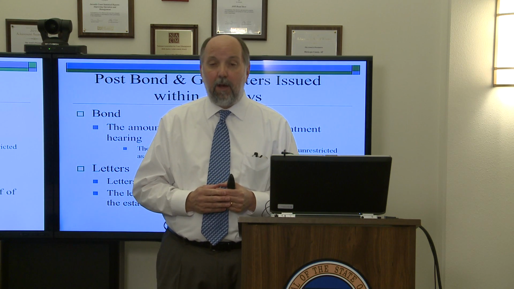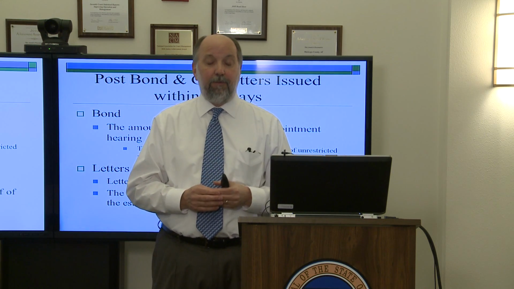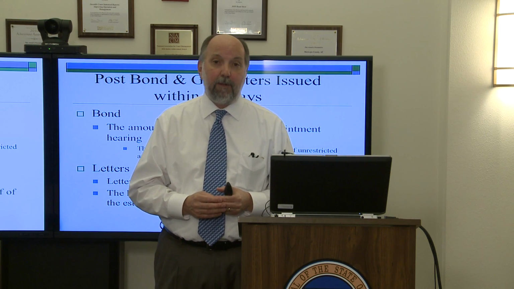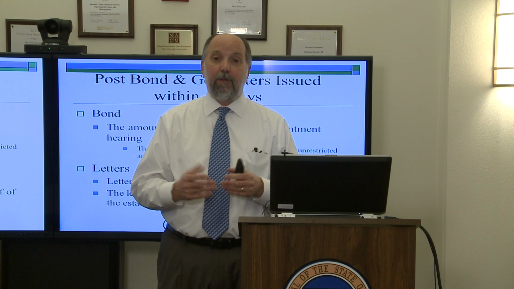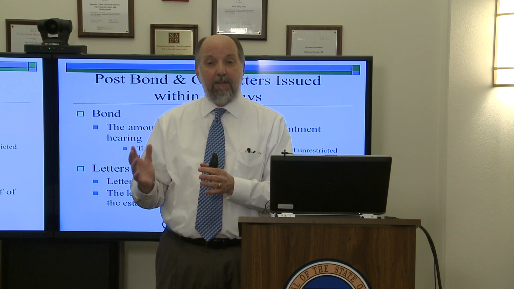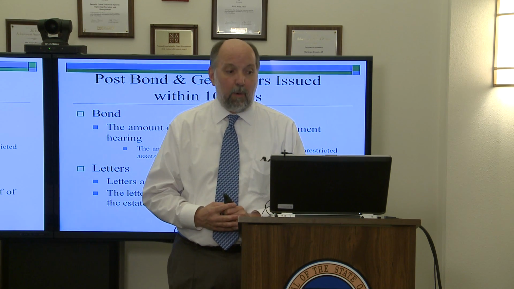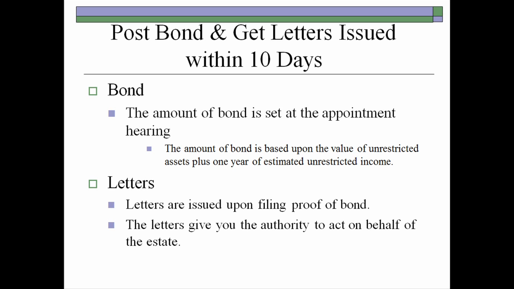One way to reduce the bond is often to add a restriction to an asset. For instance, if there is a piece of real property in the estate and it has a particular value, we can restrict that asset, and then it's not considered an unrestricted asset and wouldn't be part of the bonding requirement. The letters are issued upon your providing proof that you have been appointed conservator by the court and that you have filed any bond that is required.